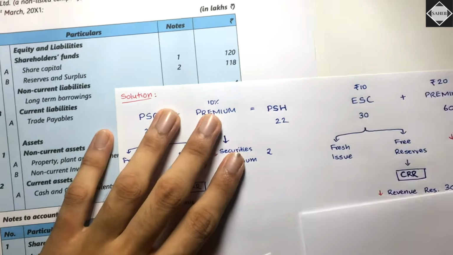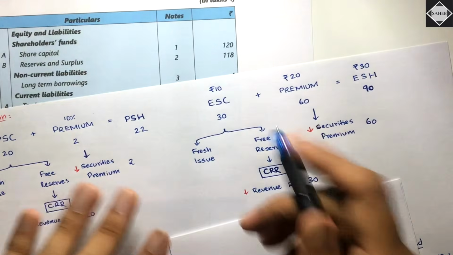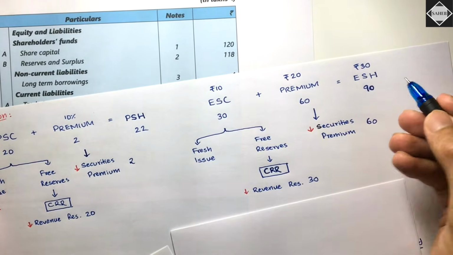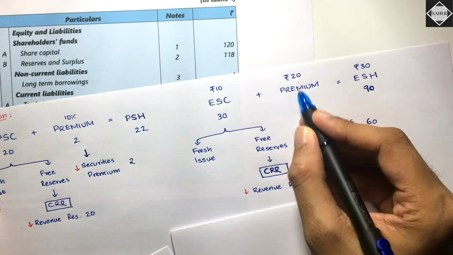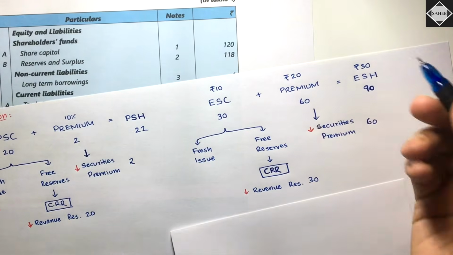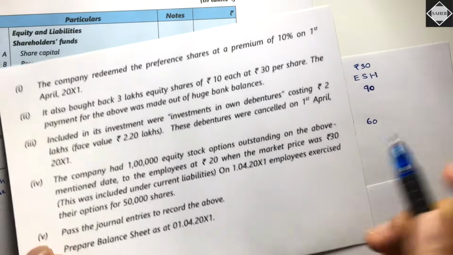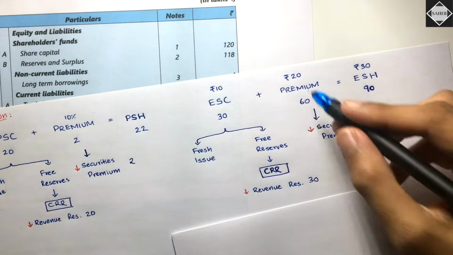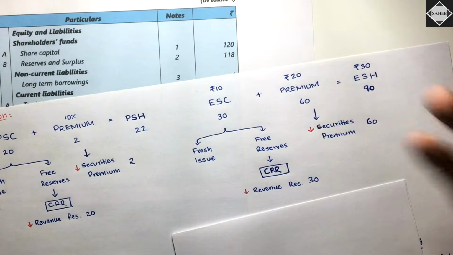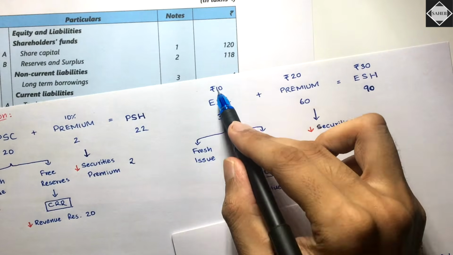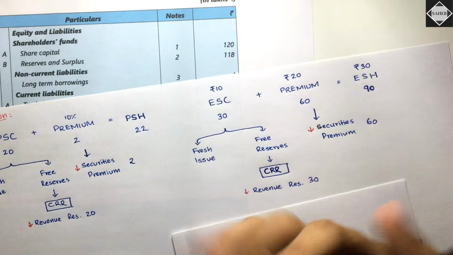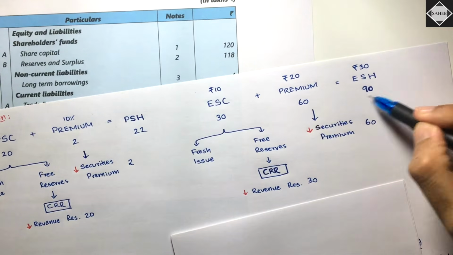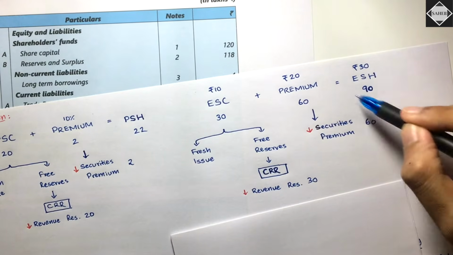See here, buyback, equity share capital plus premium is equal to the amount paid to equity shareholders. The face value of equity share was rupees 10. The premium was rupees 20. How did we get to know premium is rupees 20? Easily. They told us 30 rupees is the buyback price, so easily we can understand the remaining 20 is premium. So 3 lakh into rupees 10, that's 30 lakhs. 3 lakh into rupees 20, that's 60 lakhs premium. In total, we will be paying 90 lakhs to equity shareholders.